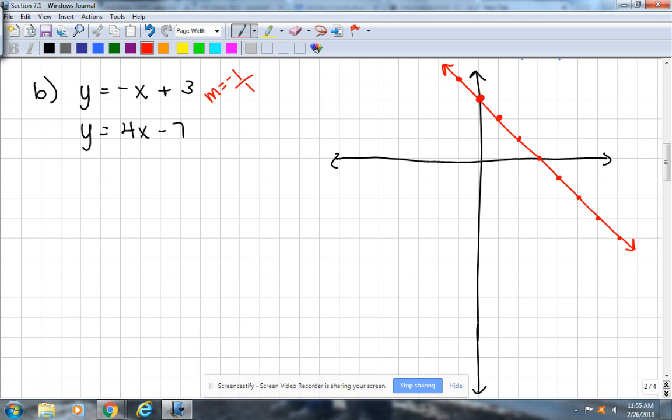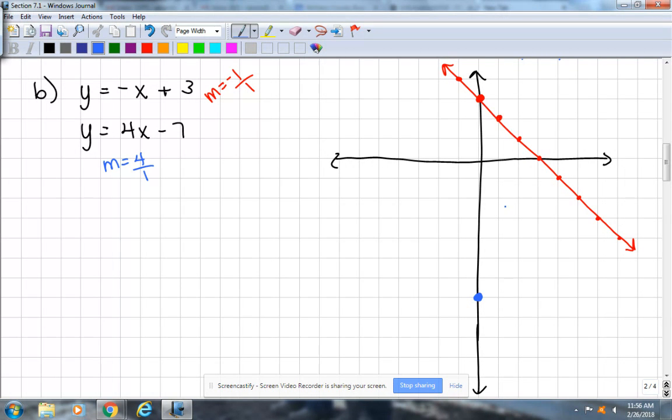Okay, and the second line is the equation y equals 4x minus 7. My y-intercept is at negative 7, so I go to negative 7 on the y-axis. 1, 2, 3, 4, 5, 6, 7. It's about right there. And the slope of this line will be positive 4 over 1. So I will rise up 4 and run to the right 1.